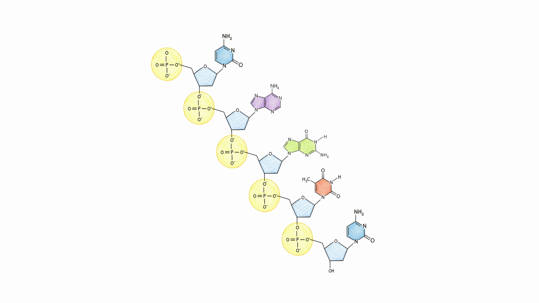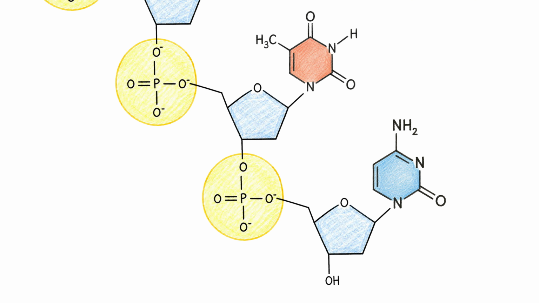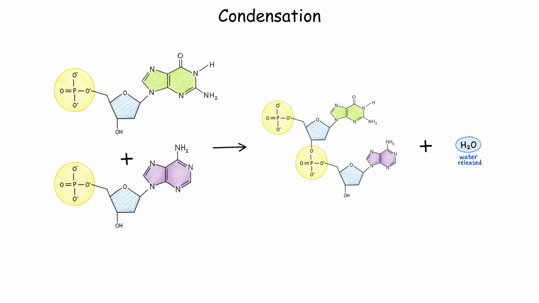When nucleotides join, they form long chains called polynucleotides. The bond that connects one nucleotide to the next is called a phosphodiester bond. A phosphodiester bond forms between the sugar of one nucleotide and the phosphate group of the next nucleotide, linking nucleotides into a chain. This joining happens through a condensation reaction. That means when the bond forms, a molecule of water is released.